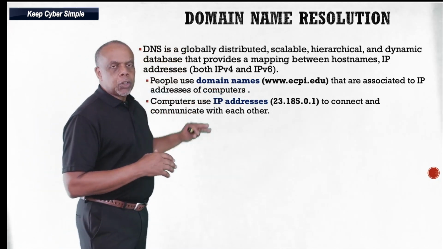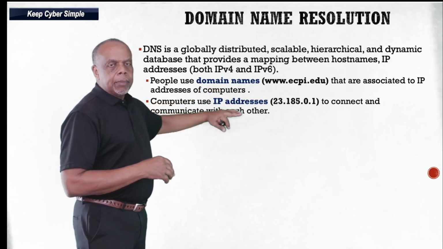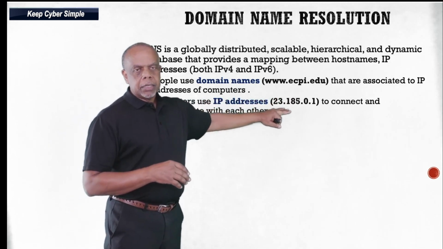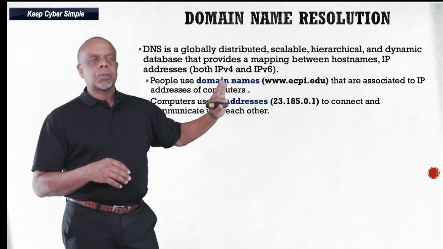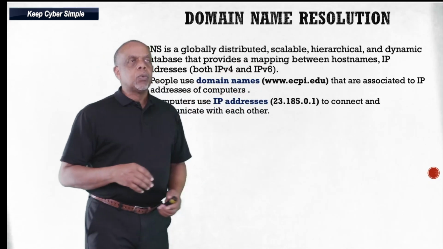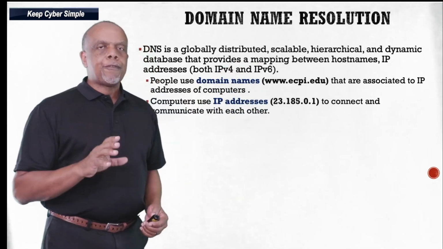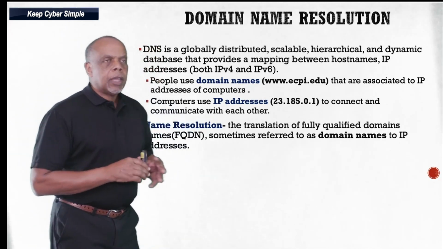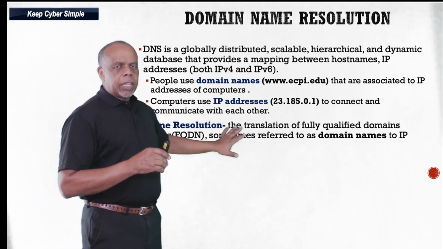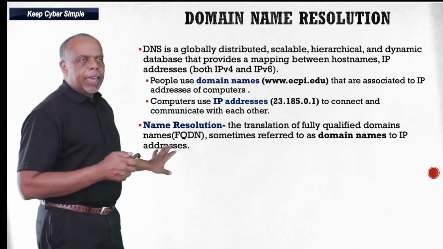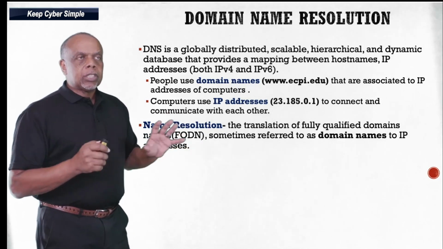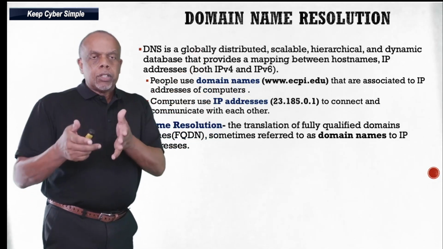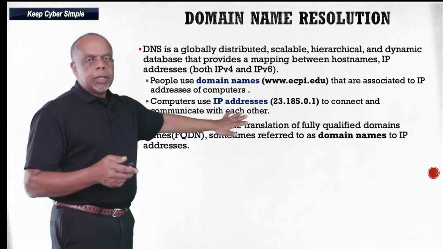How do we convert or resolve a domain name, www.ecpi.edu, to an IP address, 223.185.0.1, or vice versa? That is what DNS does for us every day. So when we think about resolving names, we have to understand what a domain name is. It's something that we call a fully qualified domain name, FQDN. And this is what DNS, by and large, is doing for us. It's helping us resolve a fully qualified domain name to an IP address.